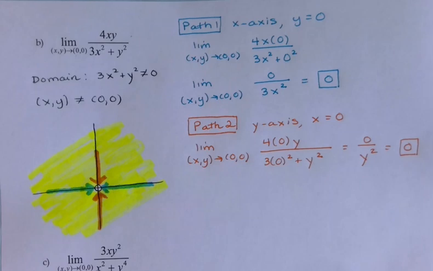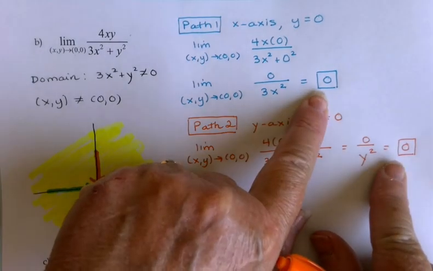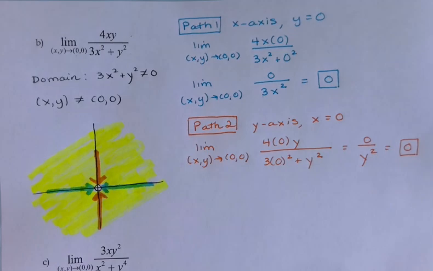So I was able to get a limit both times, but here's the problem. It didn't do what I needed, right? My goal is to get a contradiction here to show that the limits from different directions are different. And I actually got the same answer. So I need a different path. I'm going to need a path 3.